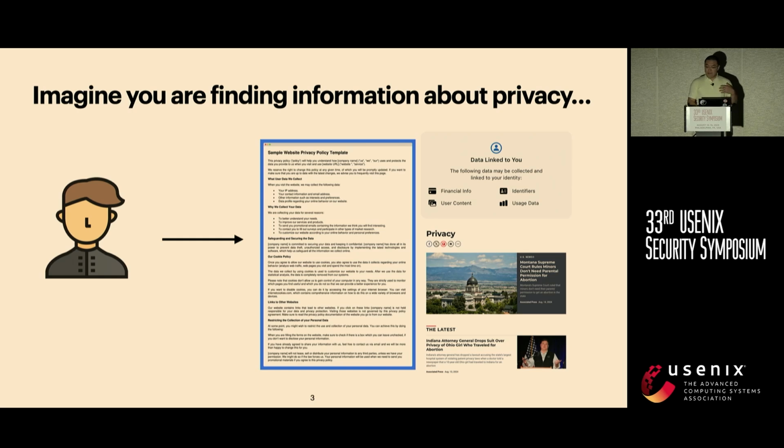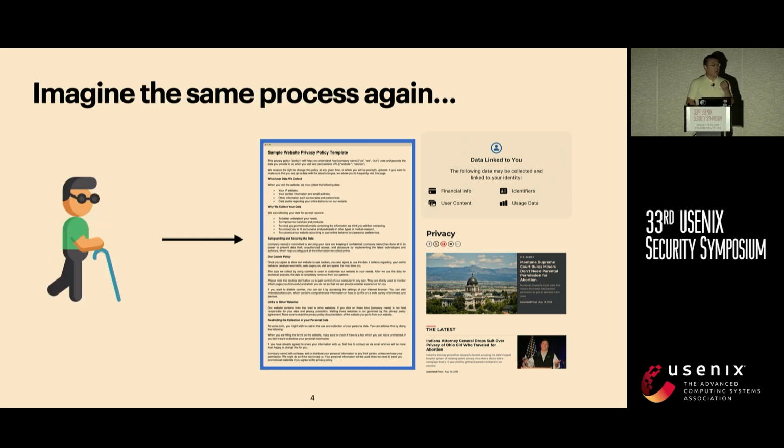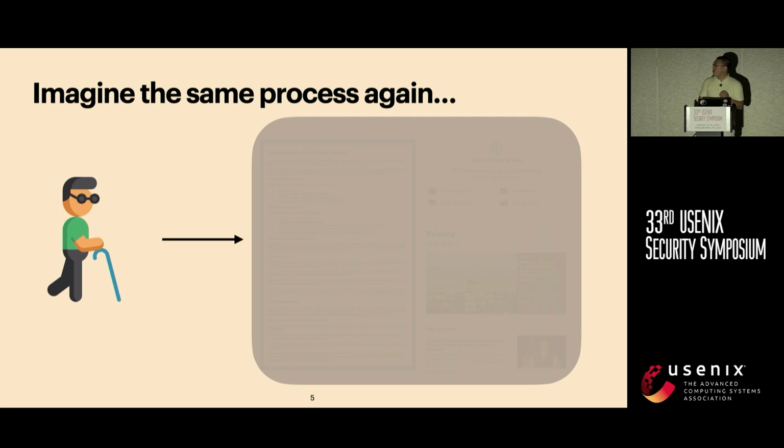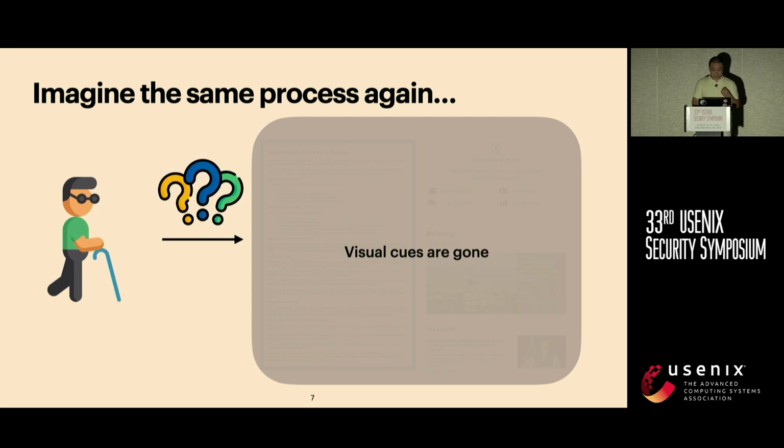Then imagine this process again for a user who has different kinds of visual impairments, blind or low vision, and suddenly you're going to notice that all the information is gone, because all the visual cues are gone. It becomes very difficult for them to access, because most of the ways to show privacy information are through visual elements. When the visual cues are gone, it's very challenging for them to access such information, which may further create unequal access to privacy information, and expose them to greater privacy risks.